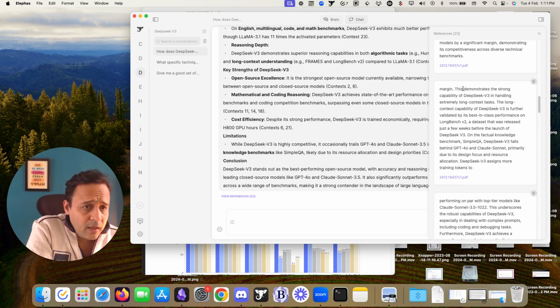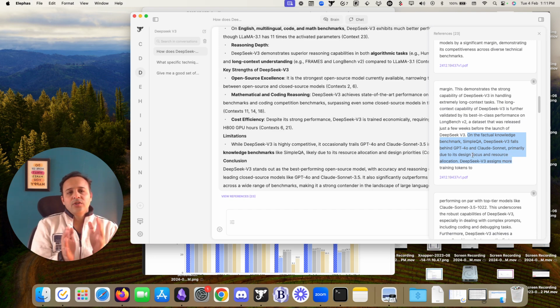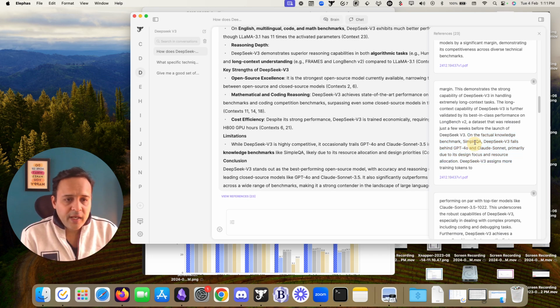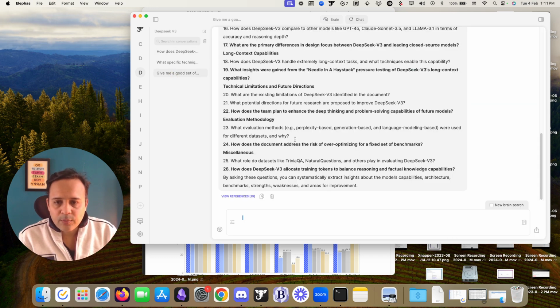Okay. This demonstrates the strong capability of DeepSeek in handling extreme long context tasks. The long context capability is further validated. Interesting. On the factual knowledge benchmark, simple Q&A falls behind GPT-4o and Claude Sonnet primarily due to its design focus, resource allocation. Nice. Very interesting. Right, so okay, let's go back to some more questions.